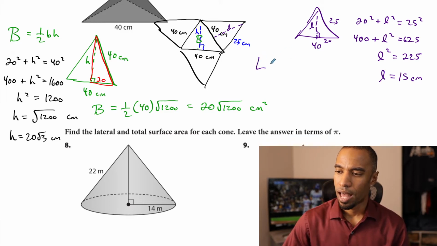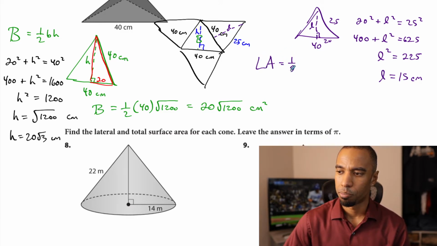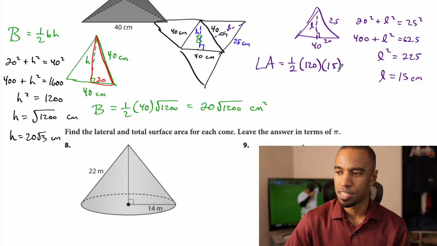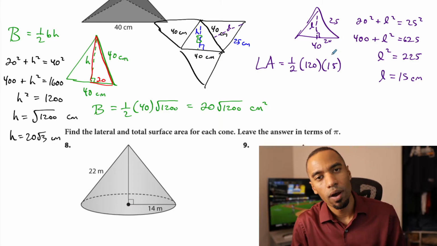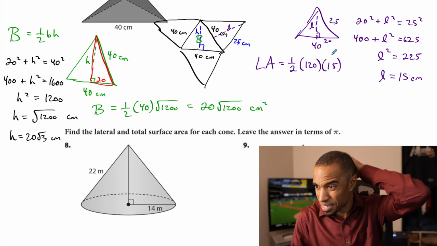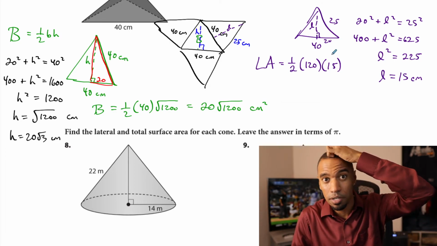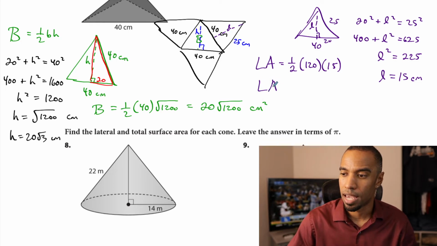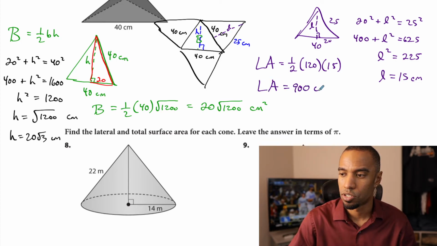Lateral area. Your lateral area is 1/2 your perimeter. That's 40 times 3, so that's 120, times your slant height of 15. So half of 120 is 60. 60 times 15 is 900. 900. So we get 900 square centimeters there.